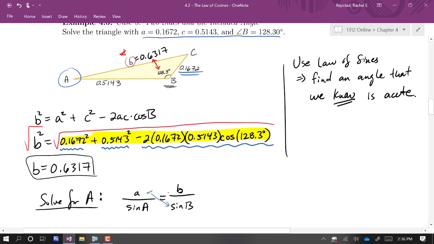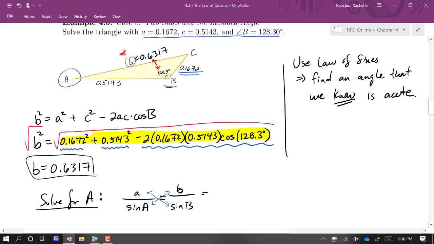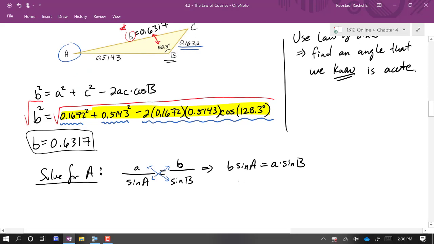I'm going to do the algebra before I plug in the values. So I'll take the cross product here. So I know that b times sine of A is equal to a times sine of B. And that means that if I divide both sides by b, sine of A is equal to a times sine of B over b. And so angle A is arcsine of a times sine of B over b.